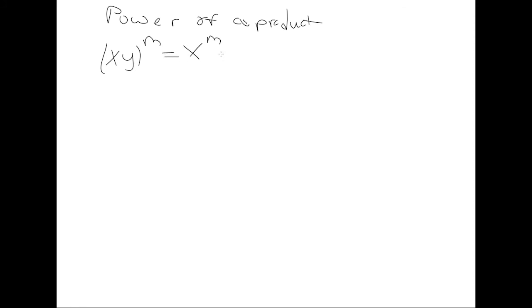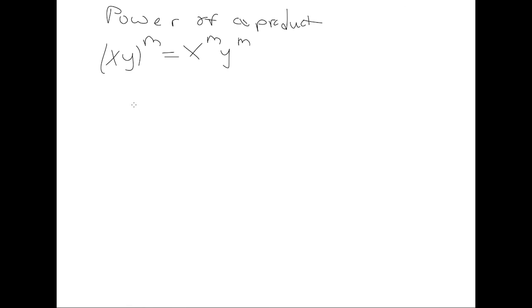Next, the power of a product, which is the last one. Power of a product. Okay. Now the power of a product is basically saying that x times y to the m power is going to equal x to the m times y to the m. Okay?